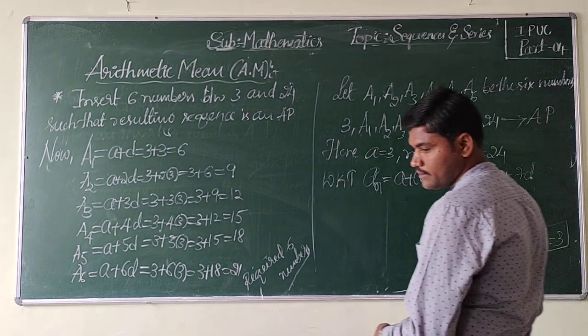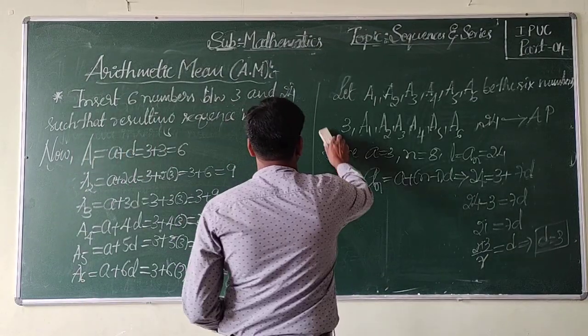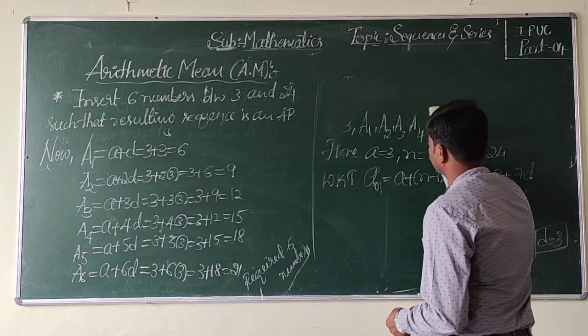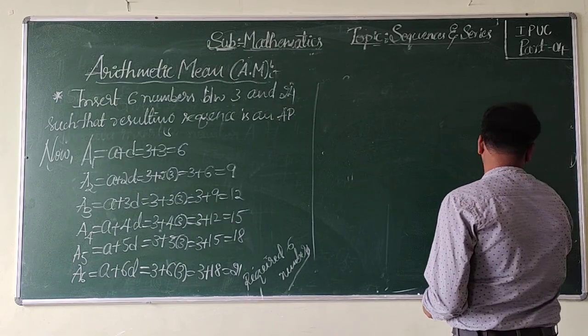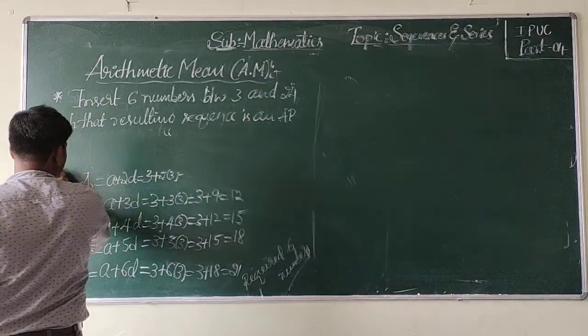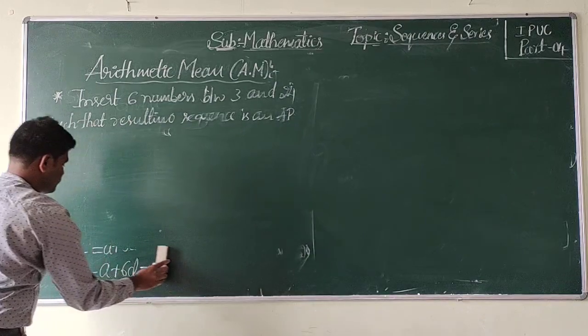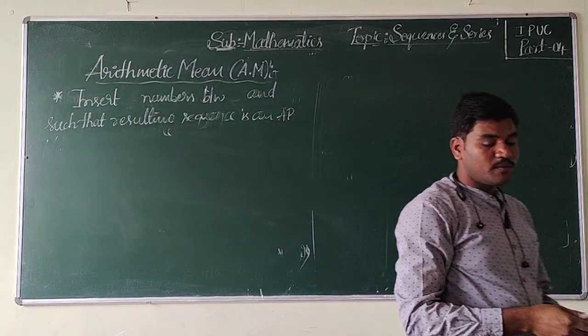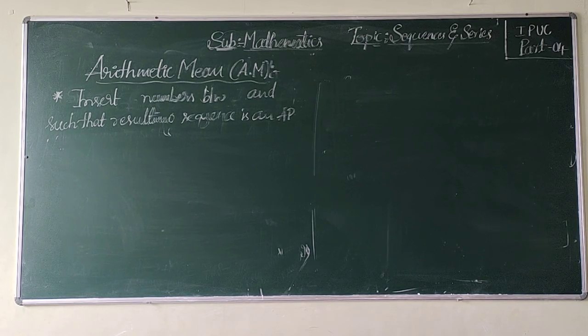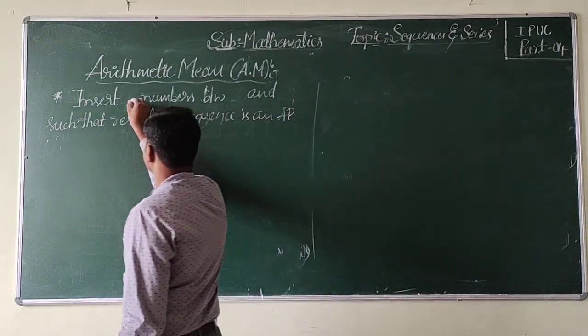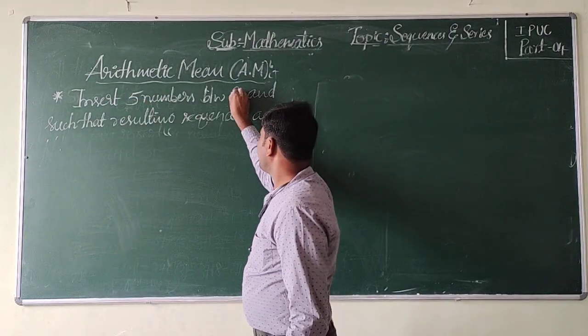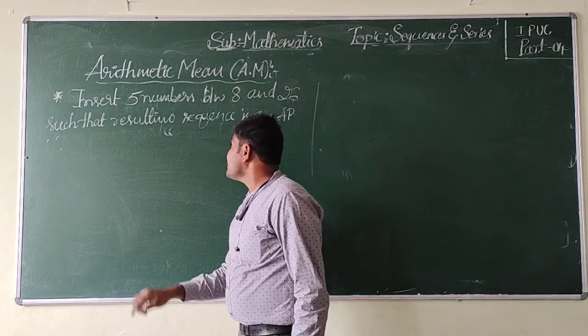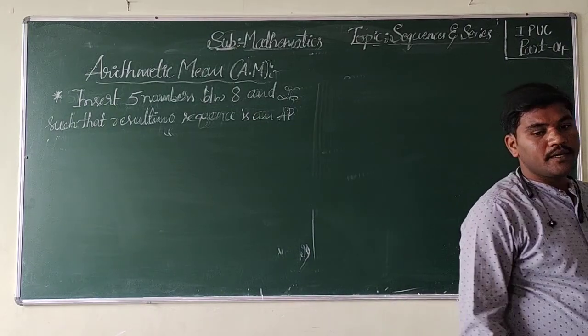Let us take one more problem. Insert five numbers between 8 and 26, such that the resulting sequence is an AP, an arithmetic progression.